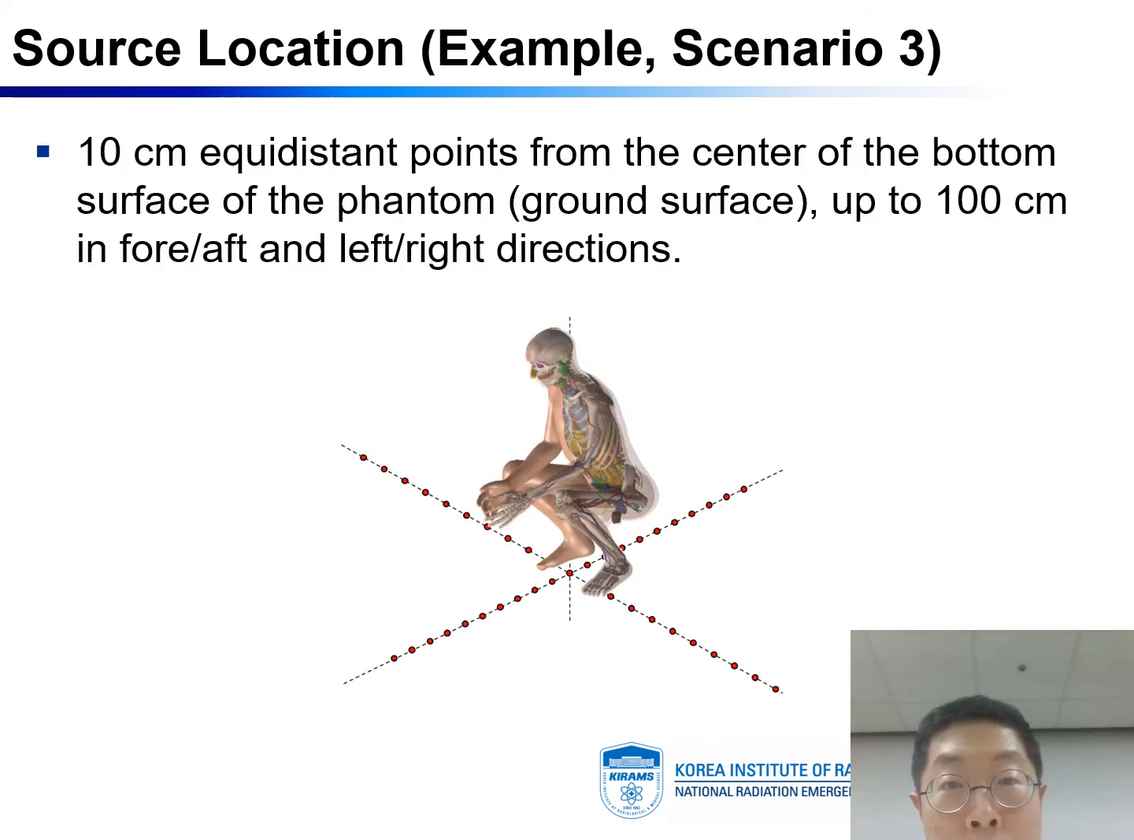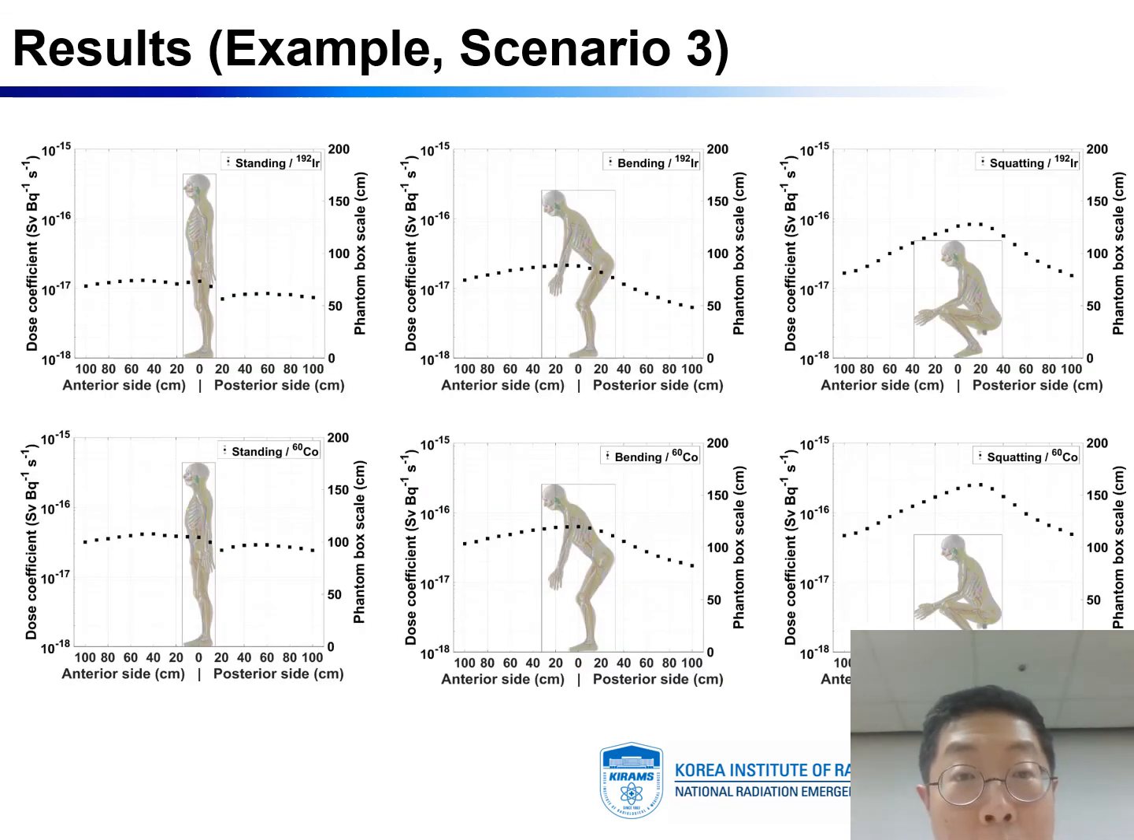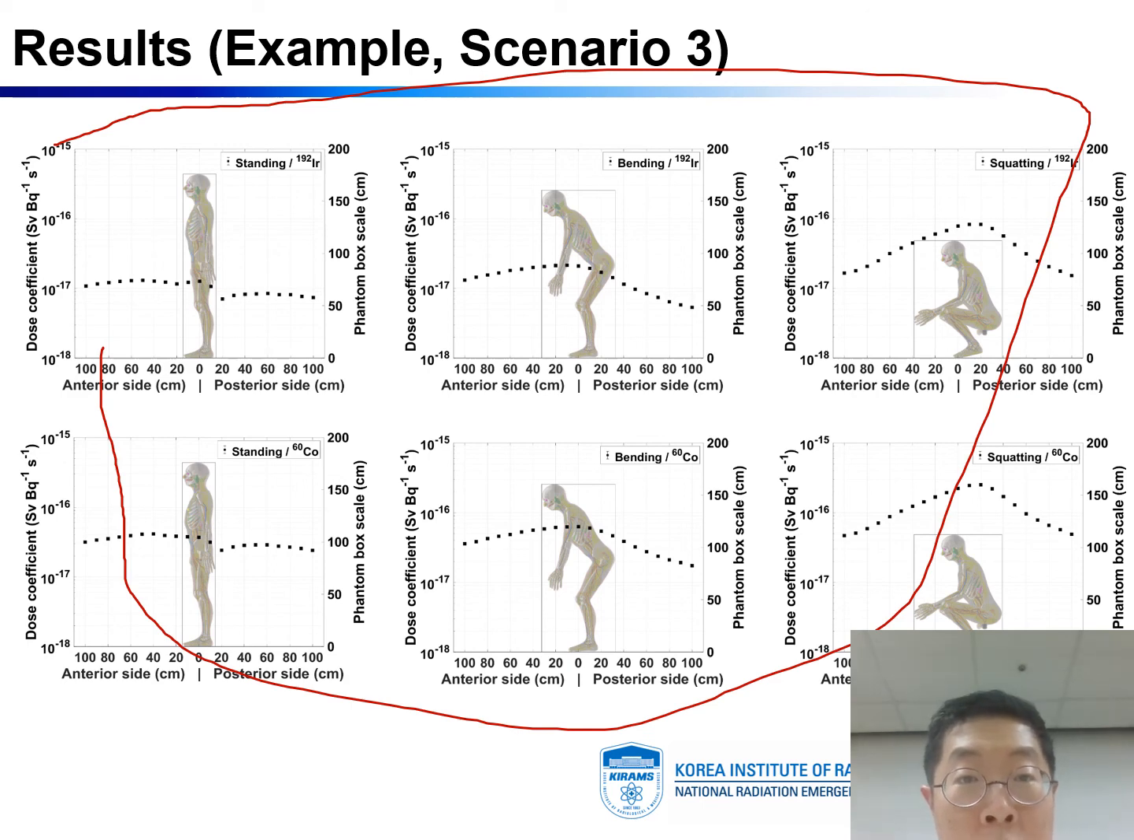This is an example of exposure scenario number 3, and the source points are 10 centimeter equidistant points from the surface up to 100 centimeters in 4 directions. This is part of the result of scenario 3. In addition to the result shown here, we have established a massive pre-calculated database by Monte Carlo simulation. So the database is like a lookup table.